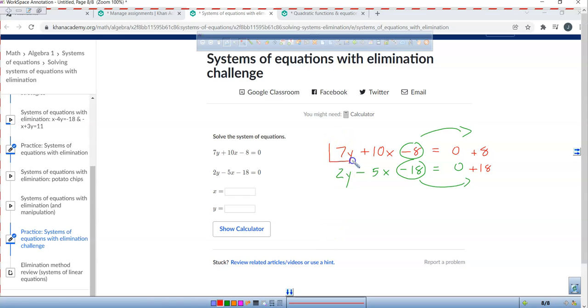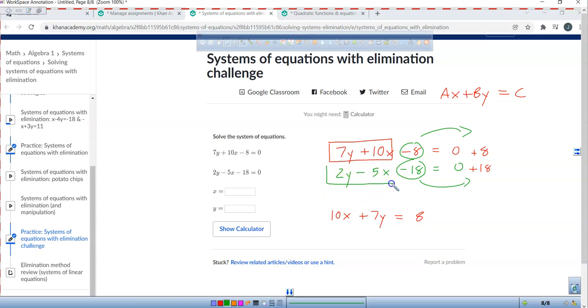The next thing I'm going to do is rearrange these and put them in the correct order. Remember, it needs to be in AX plus BY equals C form. So here we go. We're going to take the 10x and move it up front. We're going to take the 7y and move it in the back. And then we're going to set it equal to 8. And voila, I am done with my first equation.